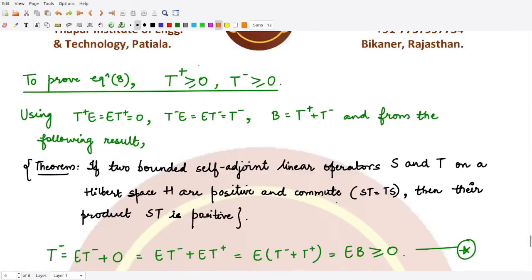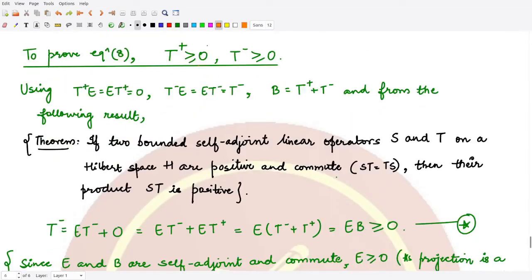Next, let's see the proof for equation 8. Here we wanted to prove that the operators T positive and T negative are both positive operators. In order to prove this, we have to see some previous results: T positive E, that is equal to ET positive, that is equal to the 0 operator, that we already know. T negative E, that is equal to ET negative, that is equal to T negative, that we also already know. B is equal to T positive plus T negative, according to the definition that we have defined for T positive and T negative.